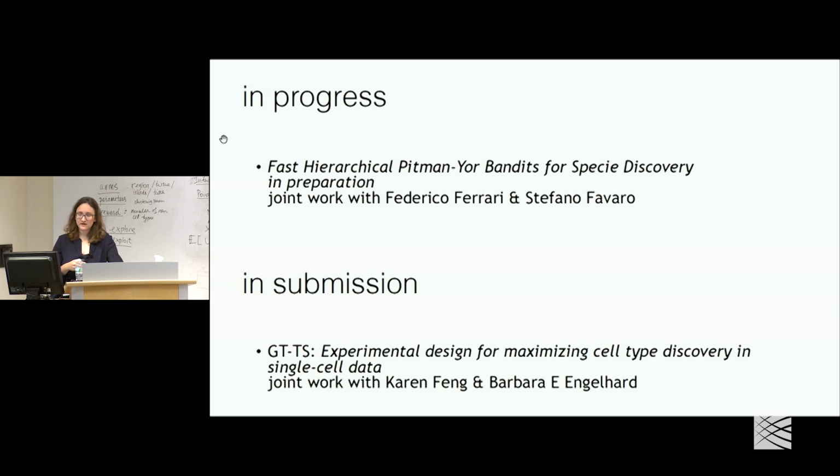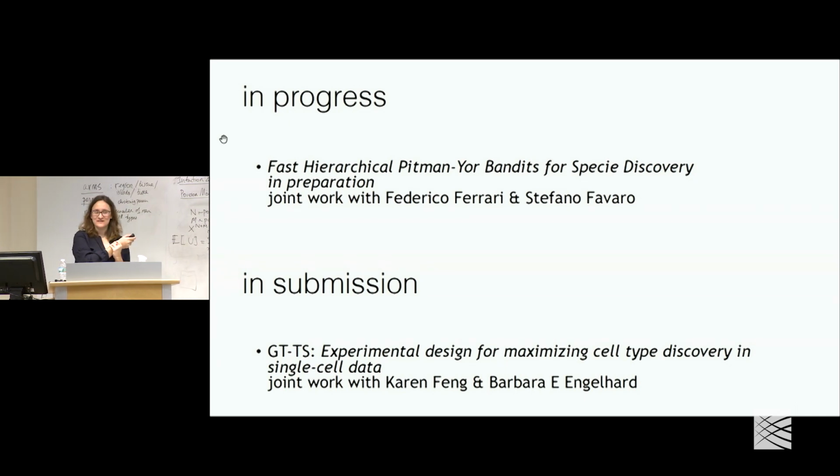A work in progress. I'm working with Federico Ferrari and Stefano Favaro. We already have the results. Hopefully, stay tuned, in a few weeks we're going to have a preprint on the hierarchical Pitman-Yor for species discovery. And in submission, if you want to read more about this result, this is on bioRxiv, work with the fantastic undergrad Feng, who was my mentee in the past year, and she's going to be applying to grad school in a year. She's amazingly talented and did a great job.